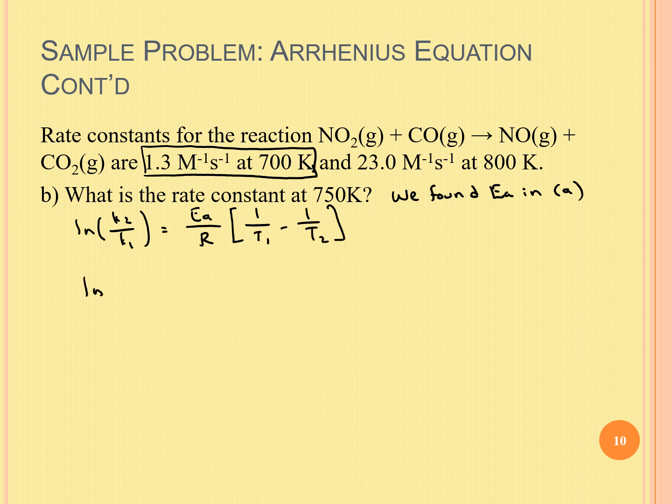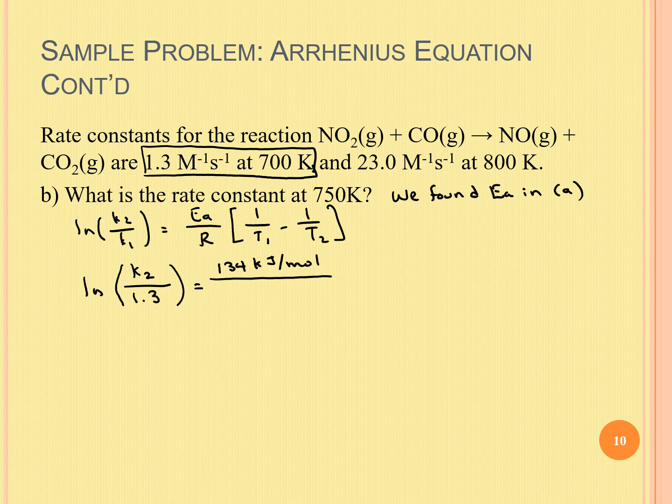So we've got the natural log. It doesn't matter which one I call K2 or K1, but I want K2 to be bigger, and I know that K2 should increase as the temperature increases. So I'm going to call K2 the one that I don't know. The one that I do know is the 1.3 inverse molar inverse seconds. Now we've got our activation energy, which we found in the first part of our problem, was 134 kilojoules per mole.